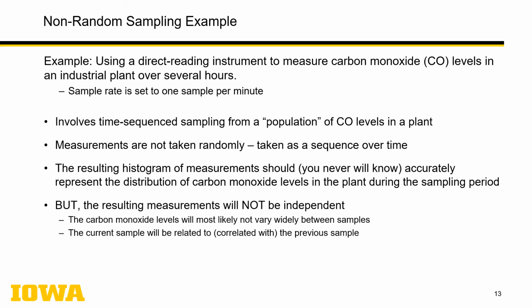Wouldn't it be more natural to assume that as carbon monoxide levels started going up, the next one's going to be maybe a little higher than the previous one, and then maybe they start kind of migrating downward a little bit? So they actually kind of track each other. They are not independent. So again, you may end up with a fairly decent histogram of the amounts, but they will not be independent. The CO levels will most likely not vary widely between one sample to the next sample. So the current sample will be related to, or actually correlated with, the previous sample. So this is something to keep in mind when you have data gathering of this type.